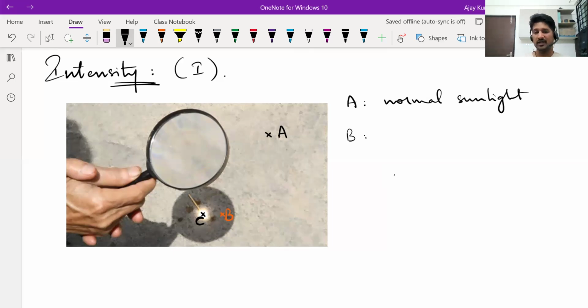At B, the brightness is less. Actually at B, there is no direct sunlight falling. You can see a shadow there. But you can still see the surface; it's not completely dark. There's no sunlight falling on it, but other light is falling on it. Maybe light from some other source or light reflected from something else is falling at B. Direct light from the sun is not falling at B.